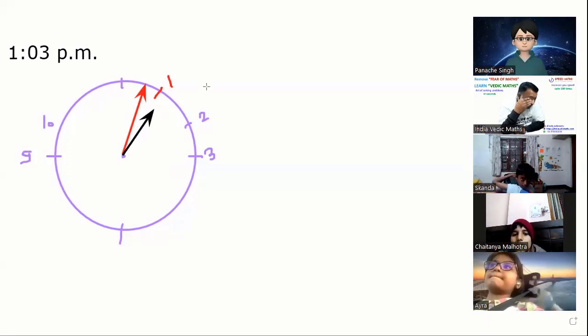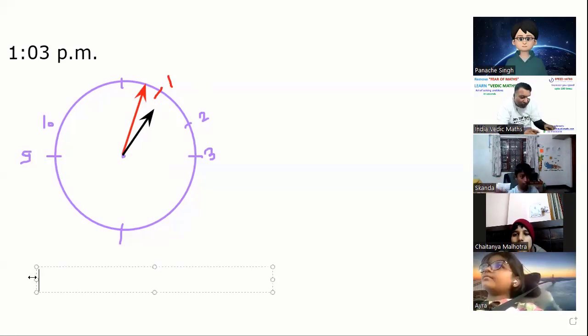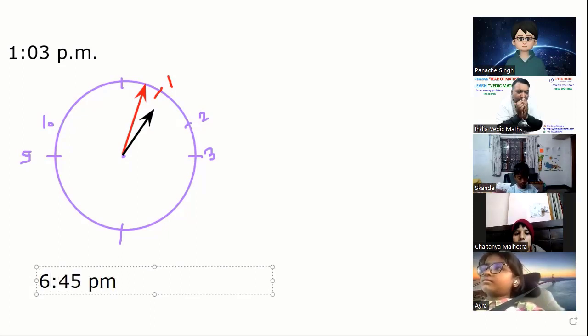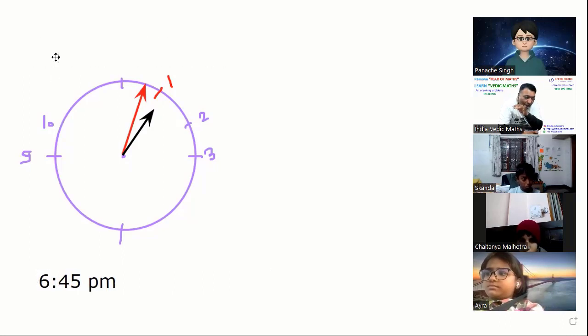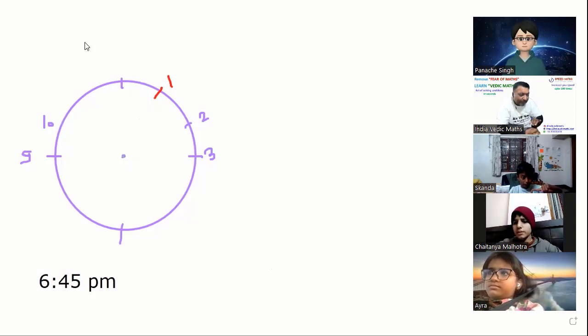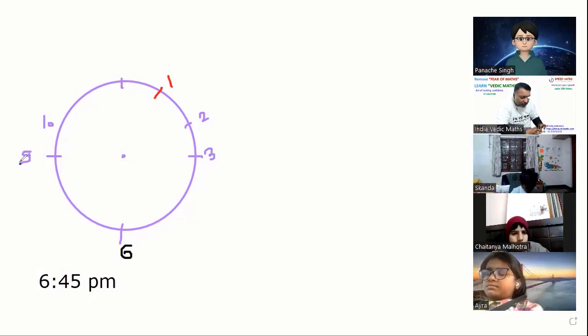Good? Now tell me what angle the smaller angle will make at 6:45 p.m. Try, everybody. The smaller angle will be which type? 6:45 p.m. Tell me everyone. You have to imagine. You cannot draw. I am drawing for explanation. At 6:45, let's say this is my 6. This is my 9. What smaller angle will be there?